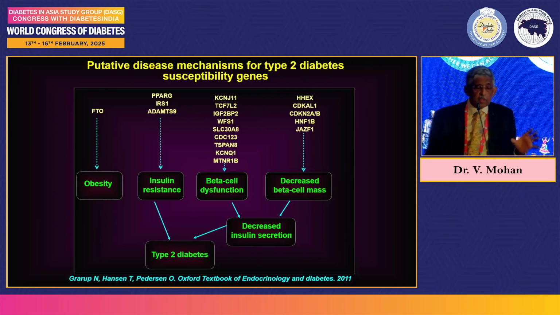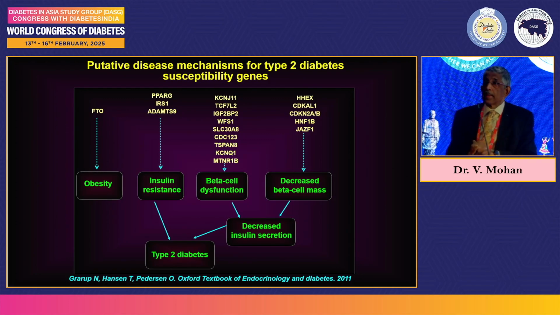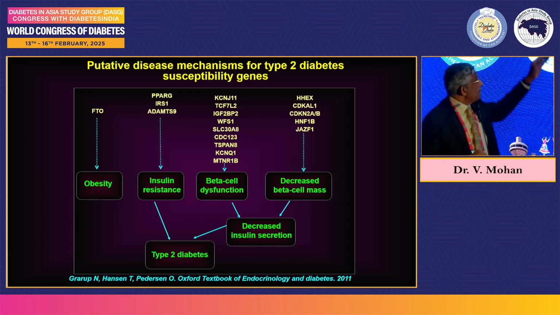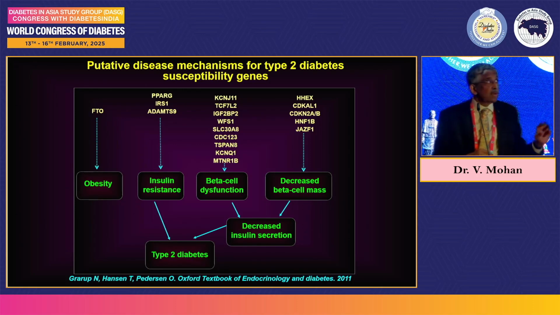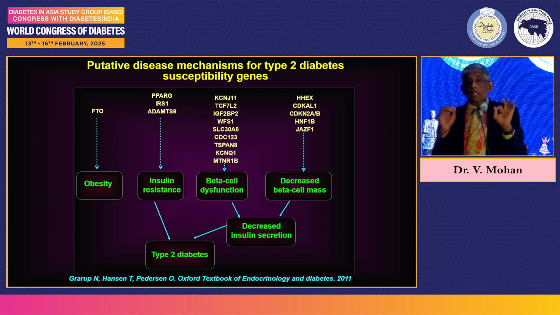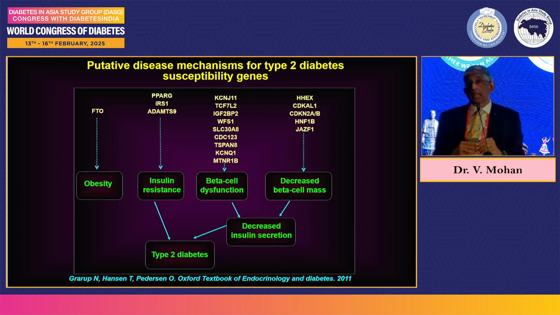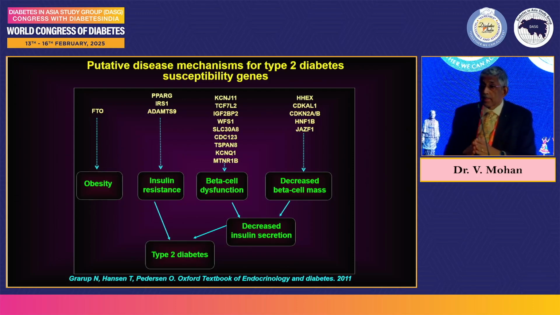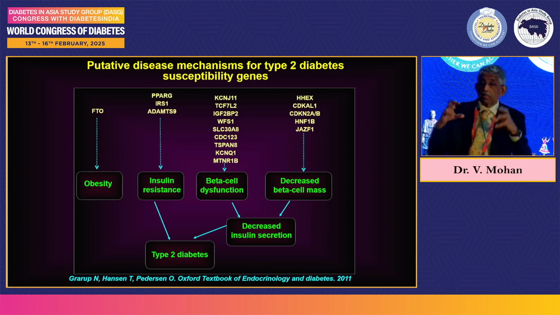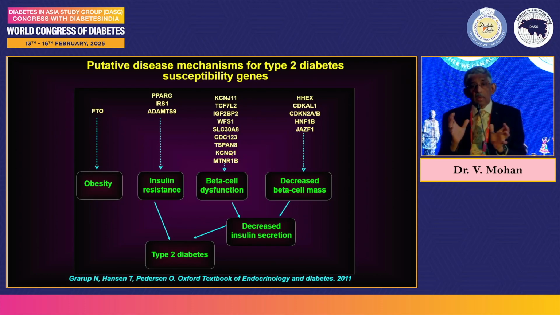Now, the point that you have to note is that of all the studies which have been done, of all the 700 variants which have been described, the majority are either for beta cell dysfunction or decreased beta cell mass. There's only one for obesity, which is the fat FTO gene, and then there are a couple for PPARG and a few others for insulin resistance. Almost all the genetics is for insulin deficiency and beta cell mass, beta cell function, so everything related to the pancreas and the beta cell.